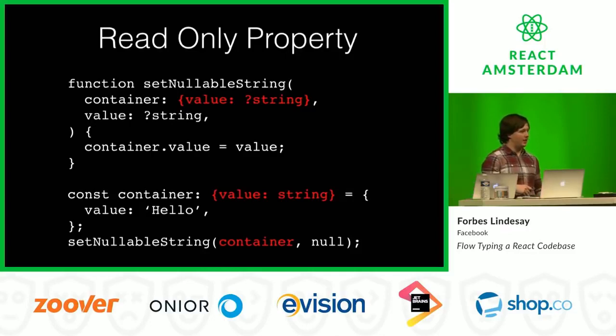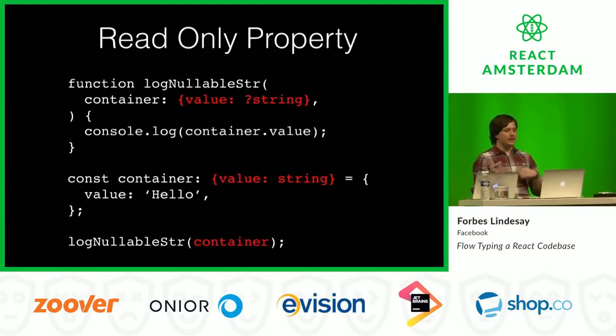If we have an object that has a value property that's mutable, if you update that value, then you could be writing null to it. So Flow won't let us pass in an object with a value of type string into a function that expects an object with a value property that's a nullable string. You can see the same thing if we were only reading that value, then that's not a problem. If we're just logging the value, why should this be a problem? But Flow's still going to complain because Flow doesn't know we're not updating that value.